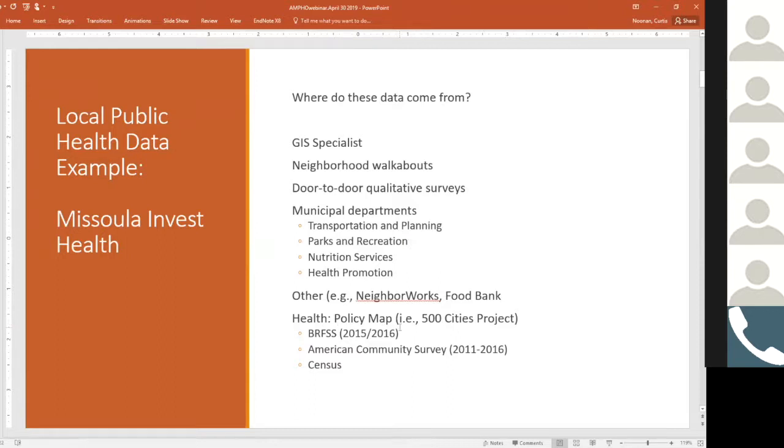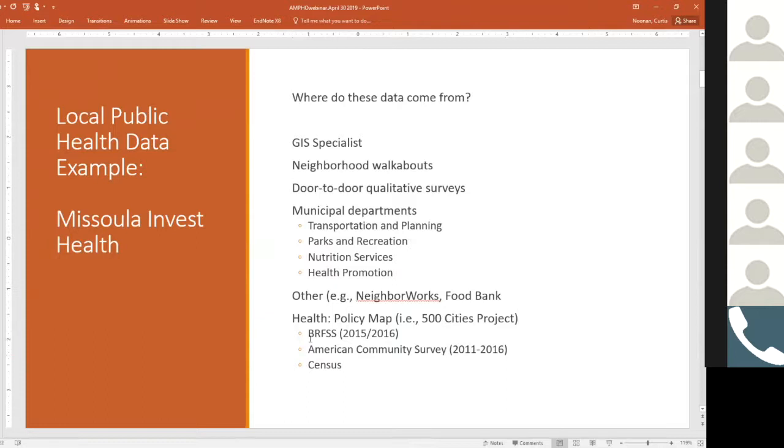And then for health, I really want to spend a little bit of time focusing on where they are getting their health data. A big chunk of their health data is coming from something called Policy Map, which you could look up and do a free trial of. Some of you may have already explored Policy Map, and it basically captures data from a variety of sources. I'm going to do a little deeper dive into where they're getting their health-specific data.